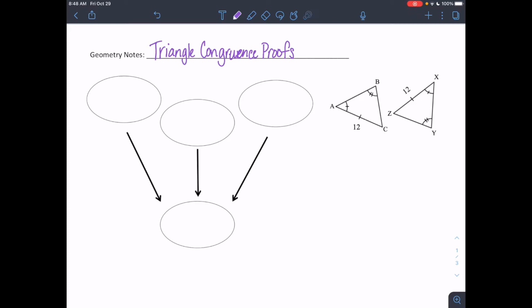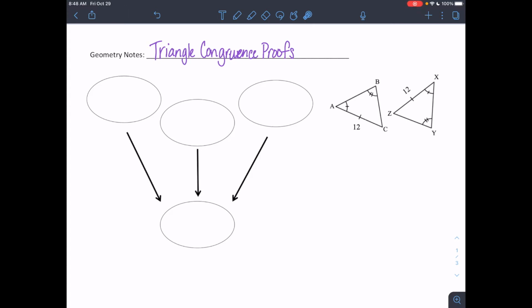The first diagram that we are given is provided to us right here on the side. Our job is to notice what is marked in this diagram and write those facts down as our evidence at the top of this flowchart, and then use those three facts to draw a conclusion about these two triangles. Likely, we will be saying that these triangles are congruent. We need to use one of our big 5 theorems to prove that.